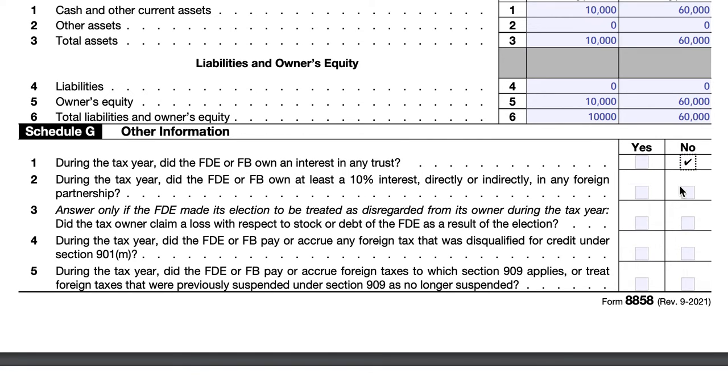For this purpose, we're going to say no. We're also going to say no to whether or not the FDE or FB owned a 10% stake in any foreign partnership. For question 3, you're only going to answer this if the FDE has already made an election to be treated as a disregarded entity during the tax year. And if that's the case, then did the tax owner claim a loss with respect to the FDE stock or debt as a result of the election?